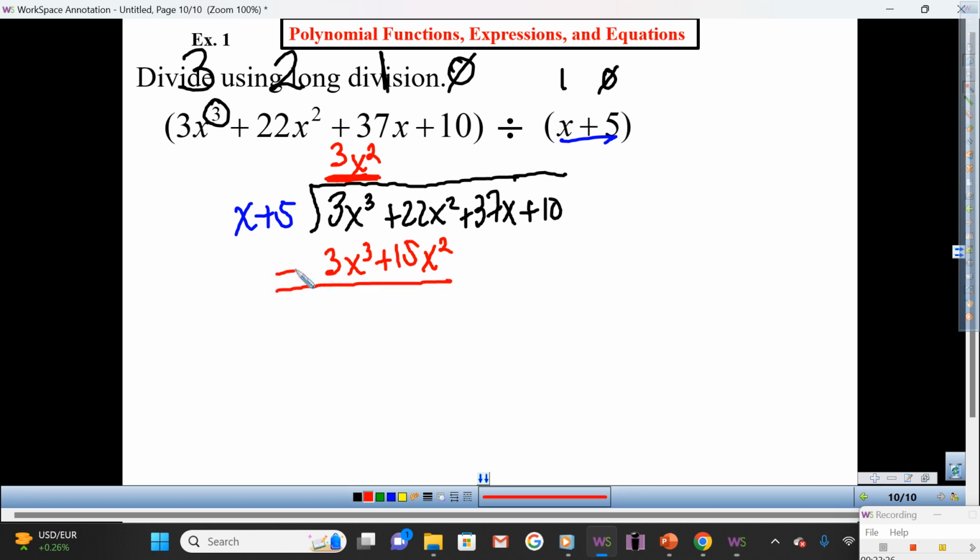What do we do next? We subtract, Mr. Q, but look what I'm going to do. Pay attention to this part, because this is where some of you make a mistake. I circle my subtraction sign, and that reminds me to distribute the negative here and there. If you don't do that, you're going to forget, you're going to make a mistake. I'm just giving you a heads up. Therefore, what is 3x cubed minus 3x cubed? Cancel. What is 22x squared minus 15x squared? 7x squared. Woo. Copy that. Let's go.